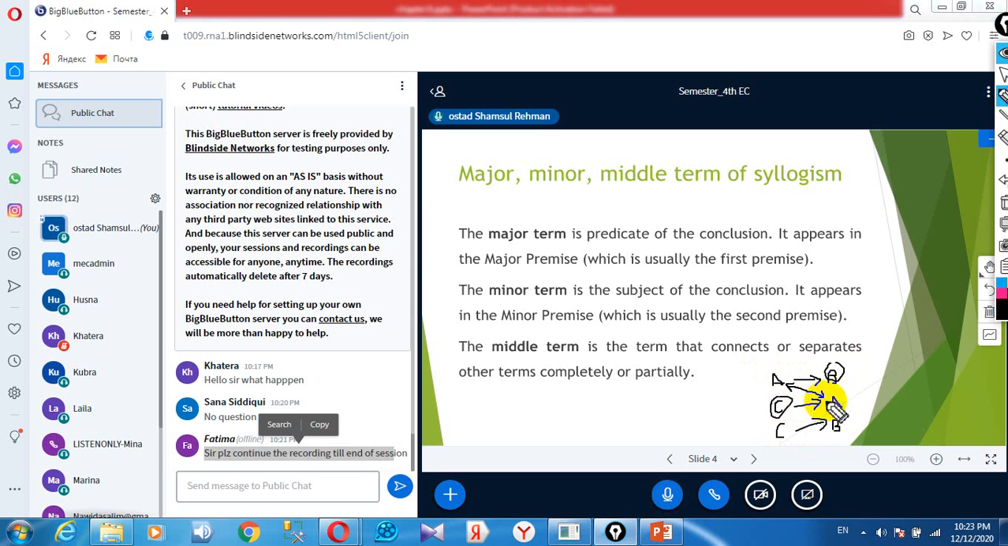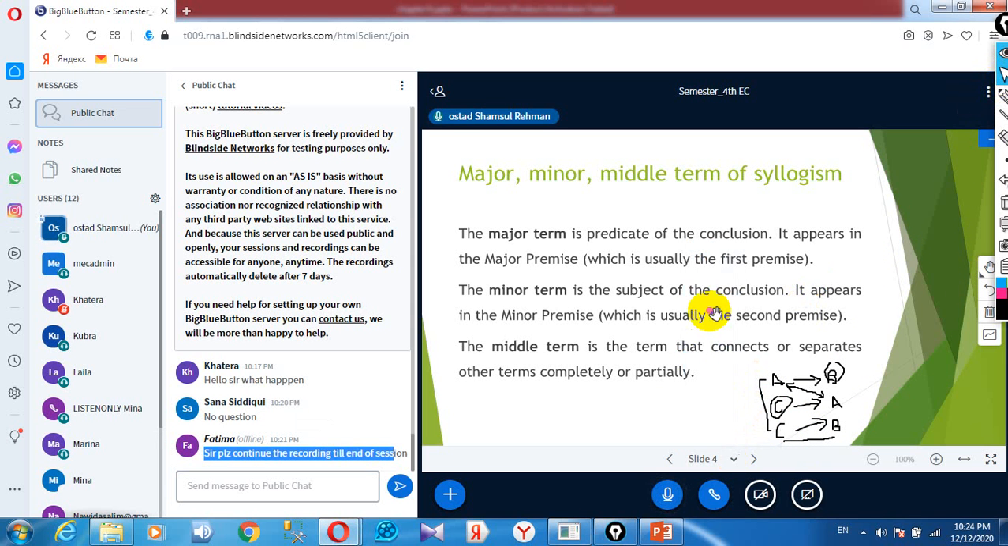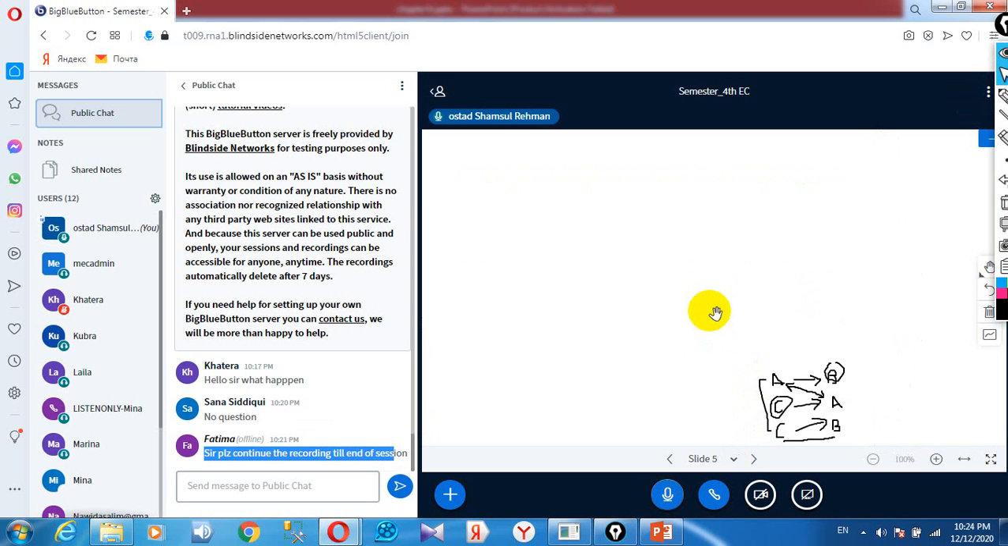A is the middle term. B and C are connected through it, but the middle term does not appear in the conclusion. So we can say this is the middle, major and minor term. In the next slide I have given you an example of this major, minor and middle term.